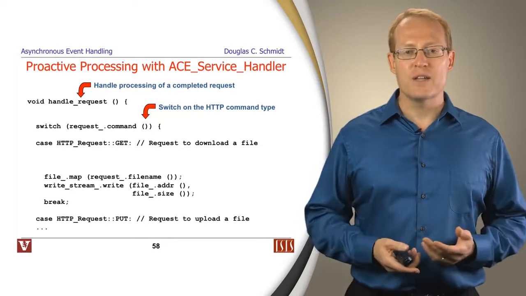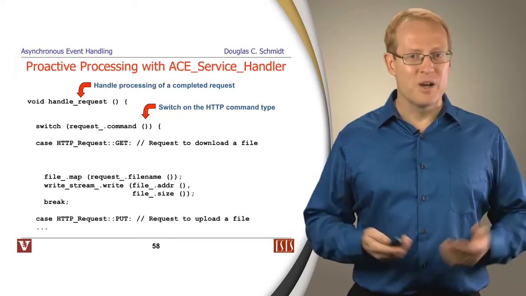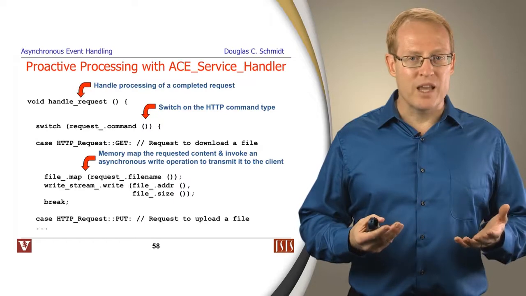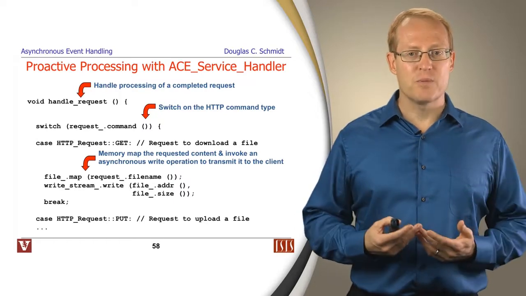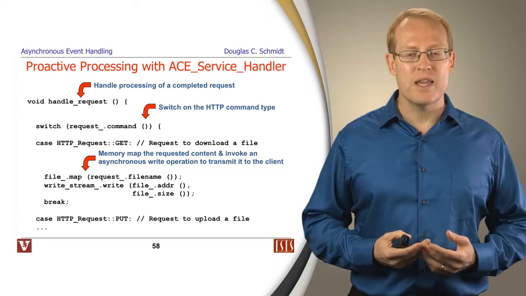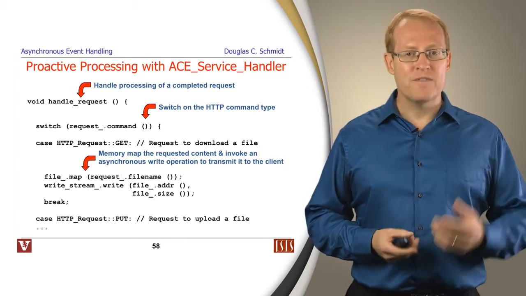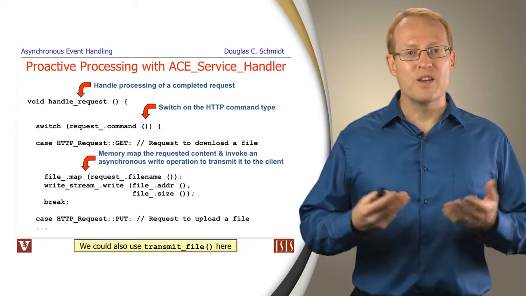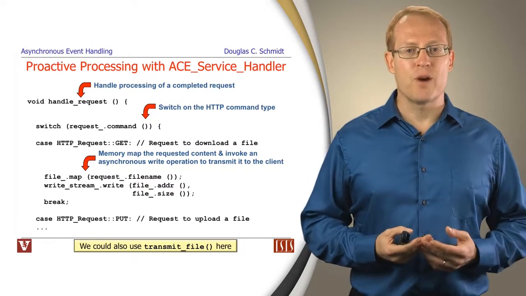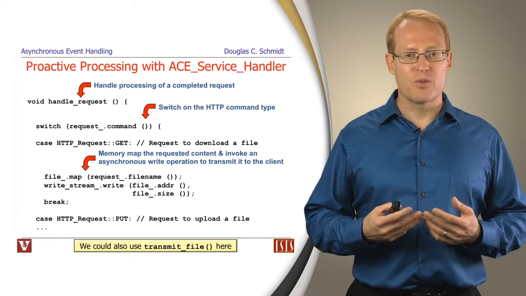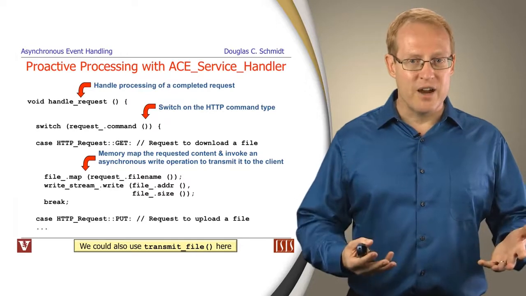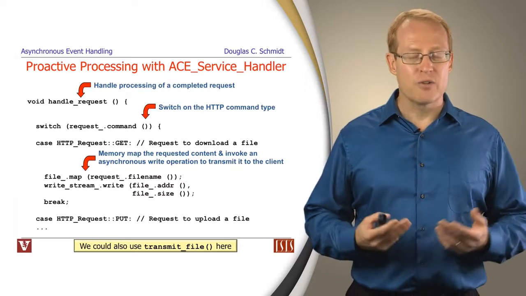So if we have a GET request, what we do in that case is going to be very familiar. We take the file name that came in the request from the client that we extracted out of the stream once it was read asynchronously. We memory map that file, and then we turn around and we initiate an asynchronous write operation. This asynchronous write operation, of course, will attempt to send the entire file back to the client asynchronously.